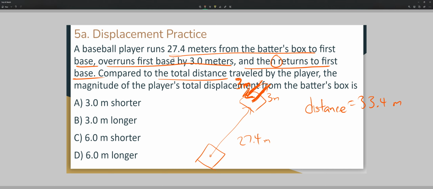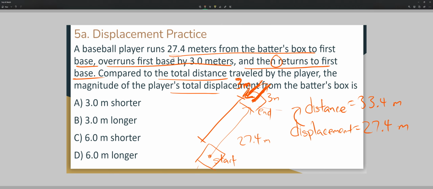Compared to the total distance traveled by the player, the magnitude of the player's total displacement is what? Your displacement here is, again, how far you are from your initial starting location. Well, you end up at first base. You started at the batter's box. So that means that your displacement right here is 27.4. How does your displacement compare to your distance? Your displacement is 6 meters shorter. And that's how you would solve that question.